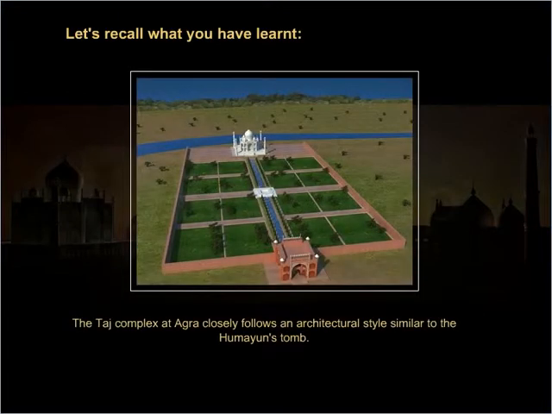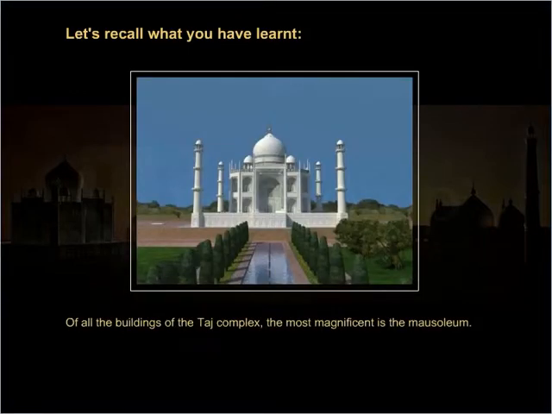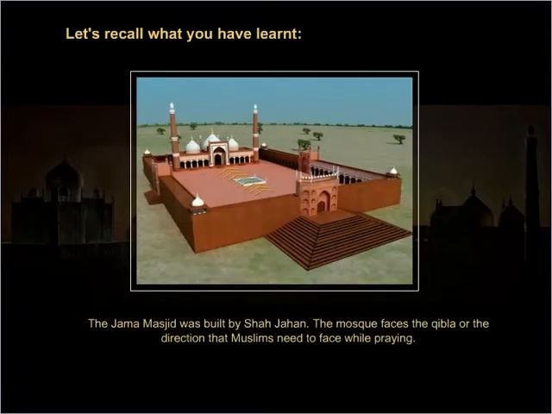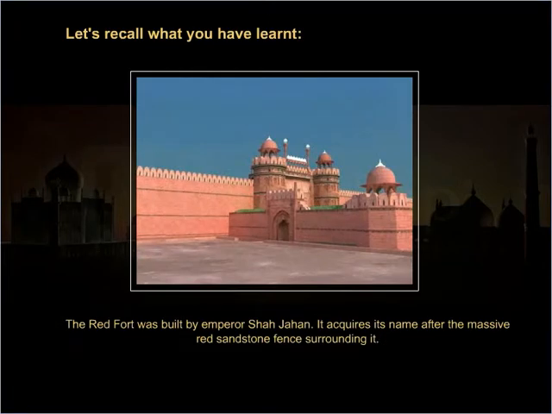The Taj complex at Agra closely follows an architectural style similar to the Humayun's tomb. Of all the buildings of the Taj complex, the most magnificent is the mausoleum. The Jama Masjid was built by Shah Jahan. The mosque faces the Qibla, or the direction that Muslims need to face while praying. The Red Fort was built by Emperor Shah Jahan. It acquires its name after the massive red sandstone fence surrounding it.